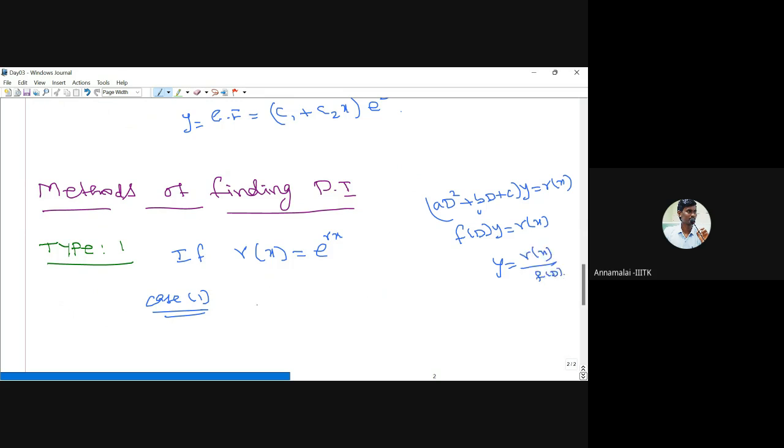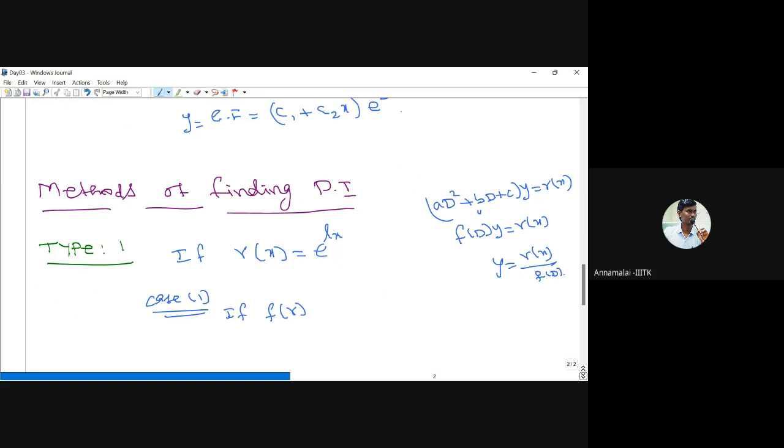Now there are cases. If we substitute, replace D by r, that is f of r is nothing but the coefficient of this one. So maybe we get confused. We can use some other notation.